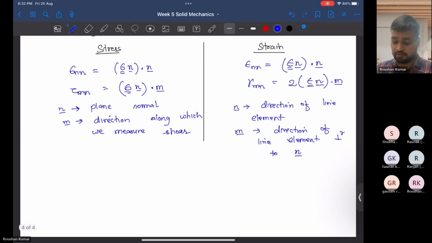And we know the stress tensor is symmetric. In the same way, the infinitesimal strain tensor epsilon is also symmetric.